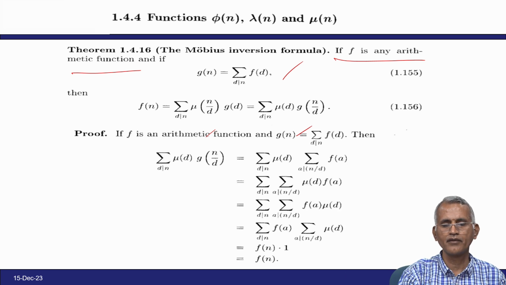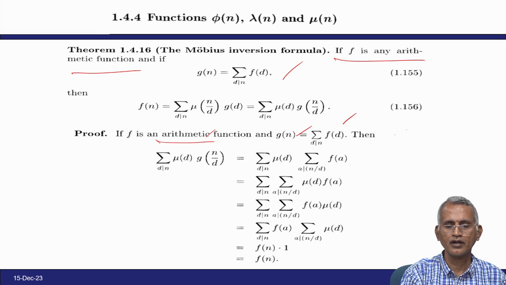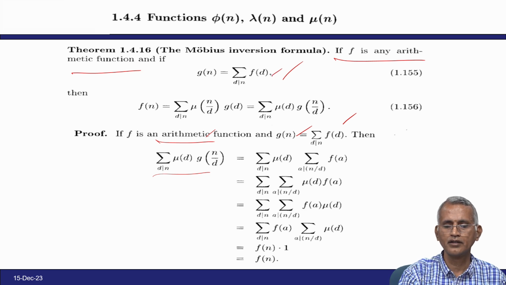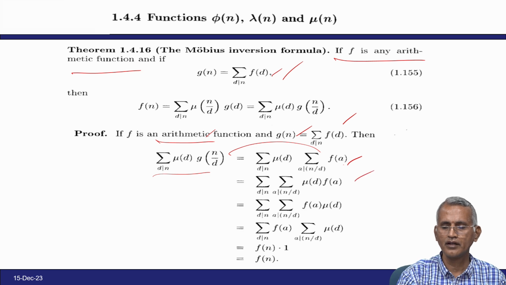So, if f is an arithmetic function, then g of n equals the summation over d dividing n of f of d. Therefore, we can split it, and the summation over d dividing n of mu of d. Already g of n is the summation over d dividing n of f of d. Therefore, applying here, the sum is taken in common: mu of d into f of n by d, and we can write it as f of n by d into mu of d, and we can write the summation over d dividing n of mu of d, and this value is 1, and f of this value is f of 1, therefore f of n.